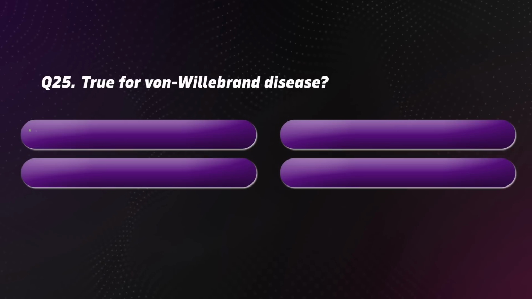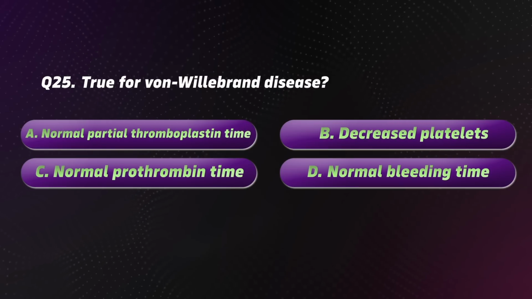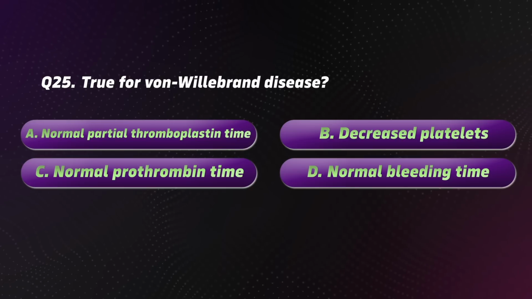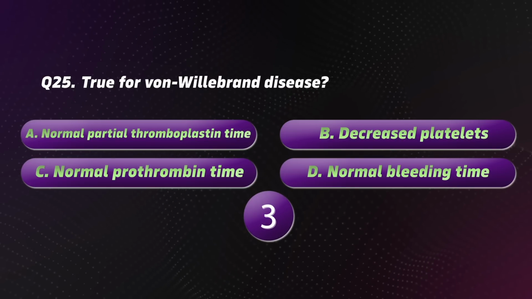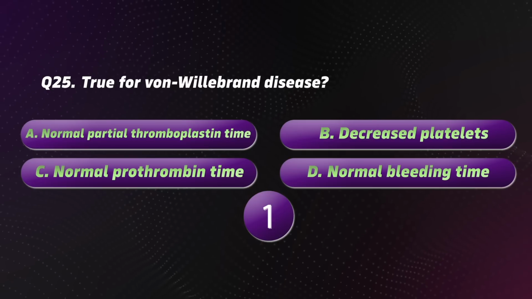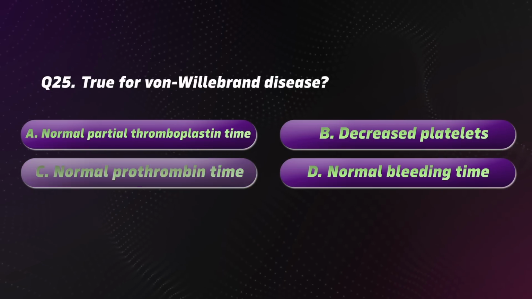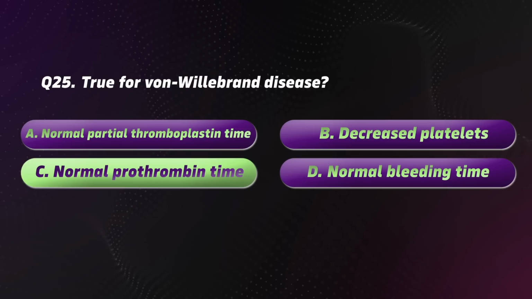Question 25. True for von Willebrand disease? Here are the options. A. Normal partial thromboplastin time. B. Decreased platelets. C. Normal prothrombin time. D. Normal bleeding time. And the correct answer is option C, normal prothrombin time.